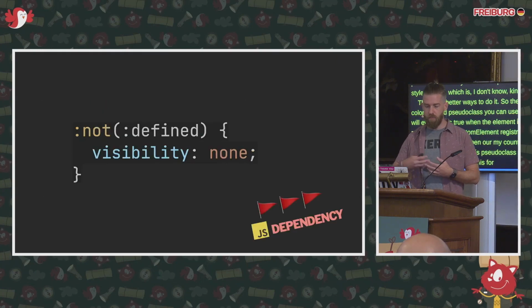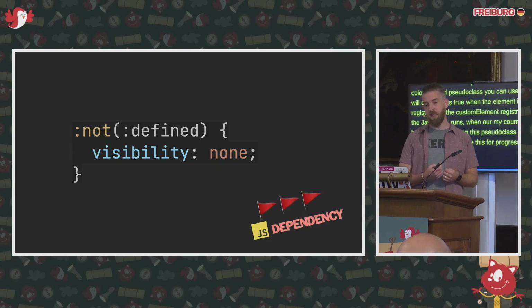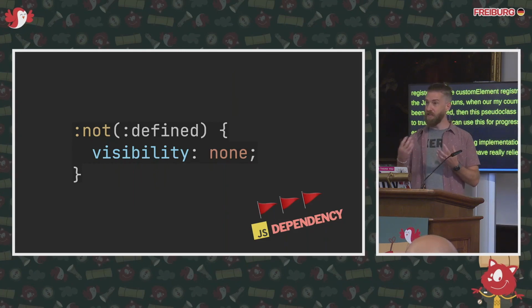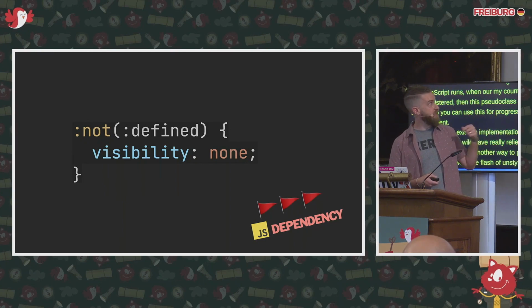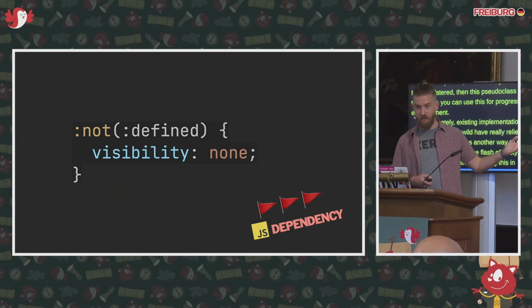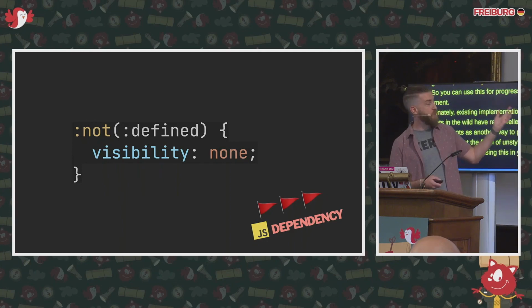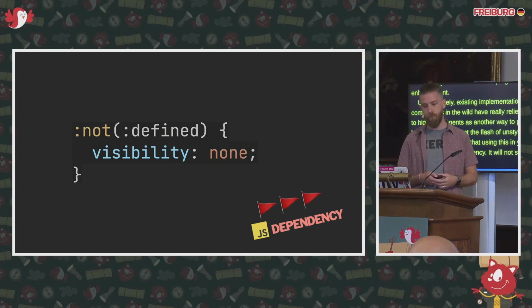Now, unfortunately, existing implementations of web components in the wild have really relied on this to hide components as another way to prevent layout shift, to prevent the flash of unstyled content. But I would warn that using this in your CSS is a JavaScript dependency. It will not swap to true, it will not evaluate as true without that JavaScript running.